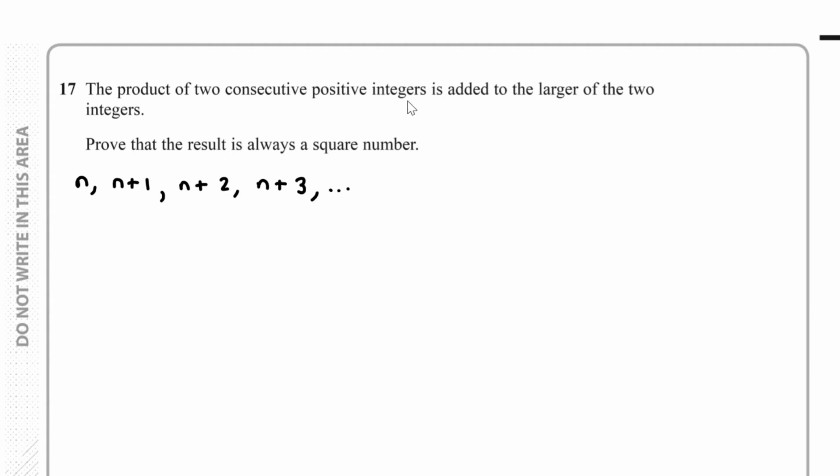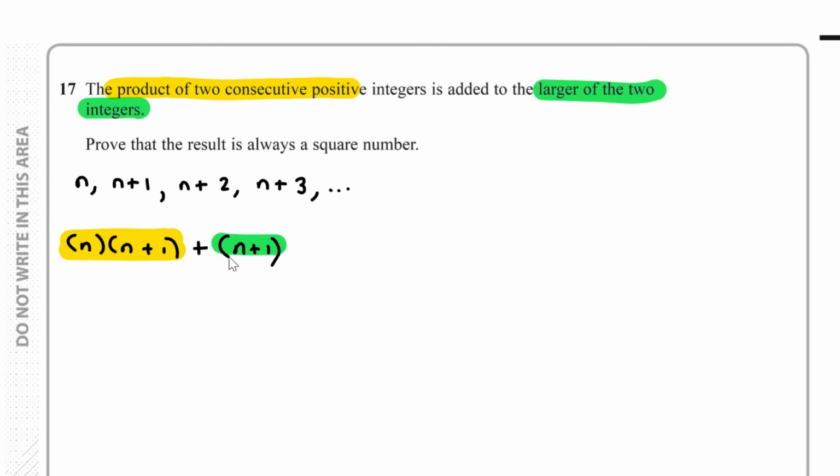Now what it's saying over here is we've got the product of two consecutive integers being added to the larger of the two. Well, if we choose these two integers n and n plus 1, the product of those, we've got n lots of n plus 1. So here we've got the product of two consecutive integers, as we see here, is being added to the larger of the two. The larger of the two is n plus 1. So what I've just done over here is added the larger of the two integers, which is n plus 1.